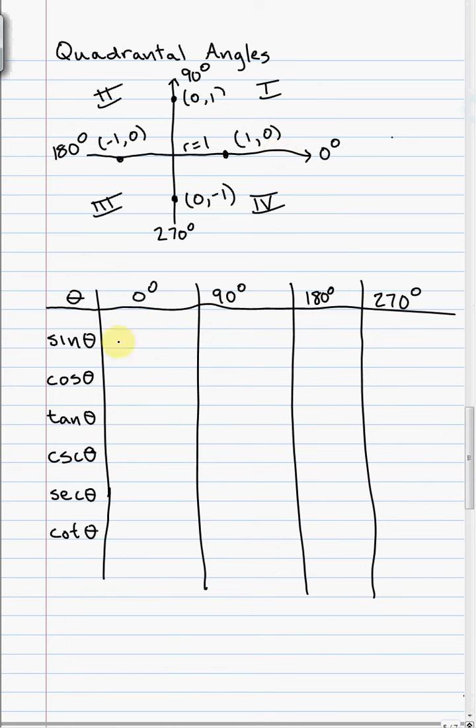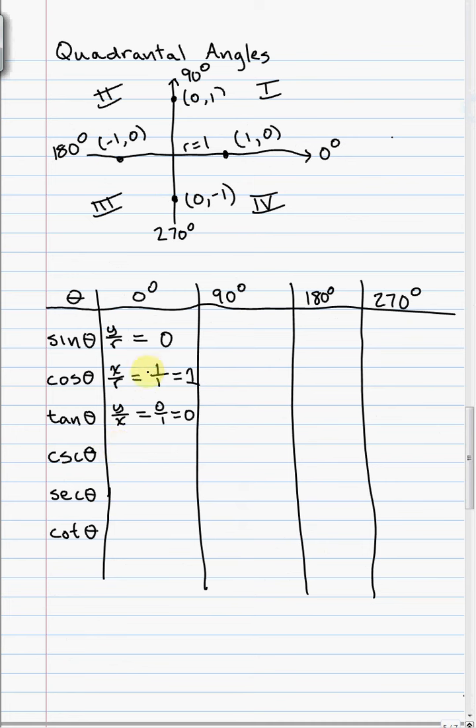Okay? So again, sine is y over r. Okay? And if you look at y over r in this case, you're going to get 0 over 1. So just 0. Okay? Cosine is x over r. Okay? And x over r is going to be 1 divided by 1, or 1. Okay? Tangent is going to be y over x. Okay. Y over x is going to be 0 over 1, or 0.